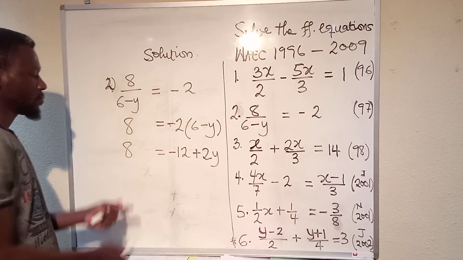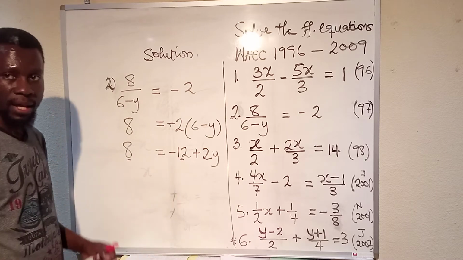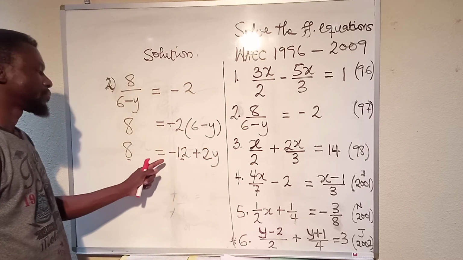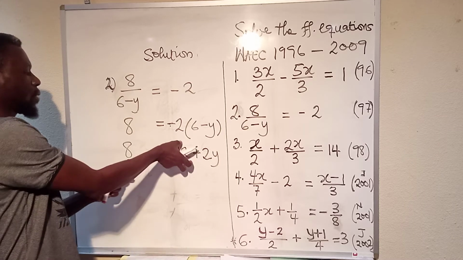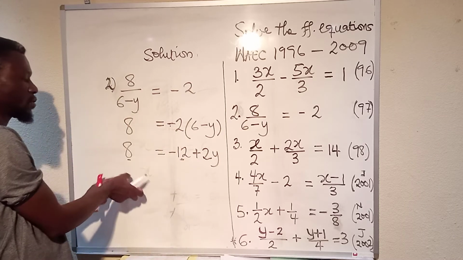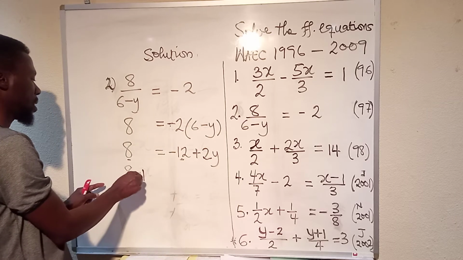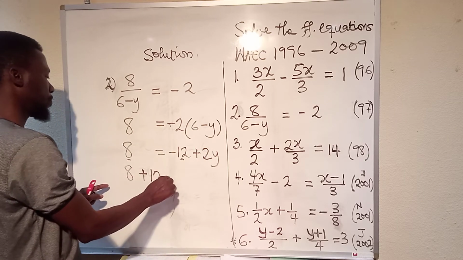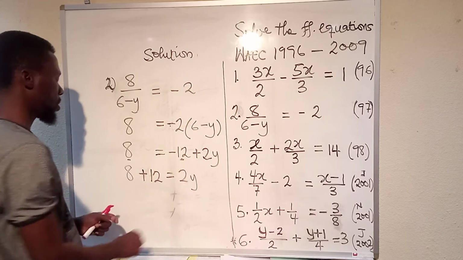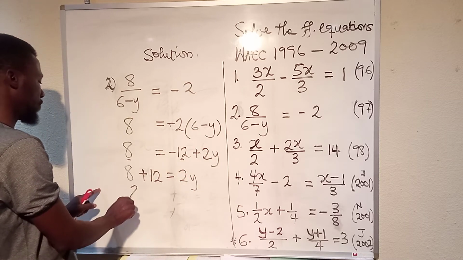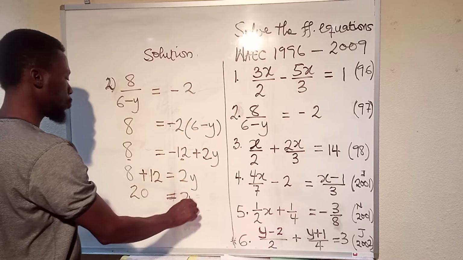So now what do we do? We group like terms. 8 and negative 12 are like terms. But remember that we are going to add 12 to both sides. So when negative 12 crosses the equal sign, it will be plus 12 because we are grouping like terms. So we shall have 8 plus 12 equal to 2y. So 8 plus 12 will give us 20. So 20 is equal to 2y.